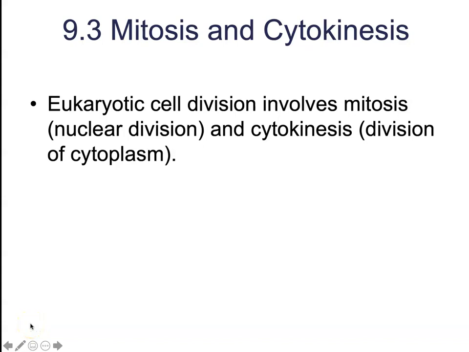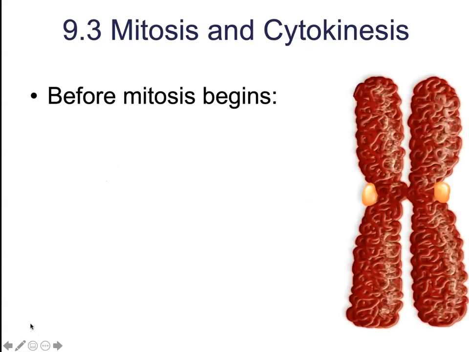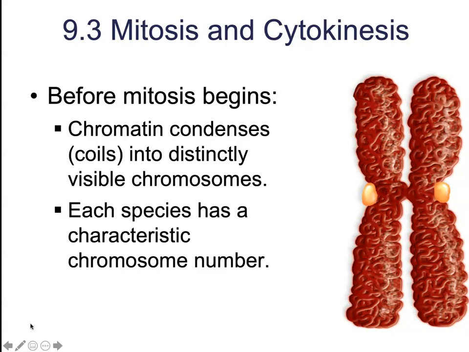Eukaryotic cell division involves mitosis, which is going to be the nuclear division, and cytokinesis, which is division of the cytoplasm. During mitosis, sister chromatids are separated and distributed into daughter cells. So before mitosis can begin, the chromatin is going to have to condense down into distinctly visible structures. And each species is going to have a very characteristic number of chromosomes.